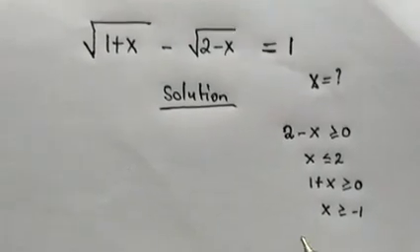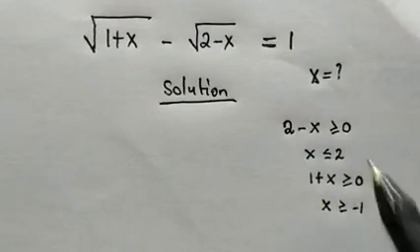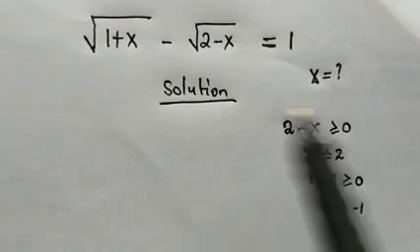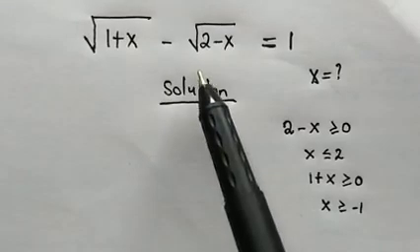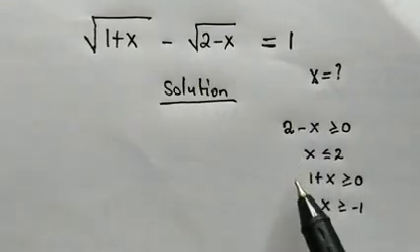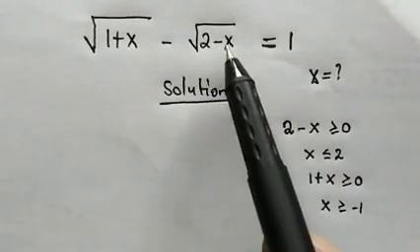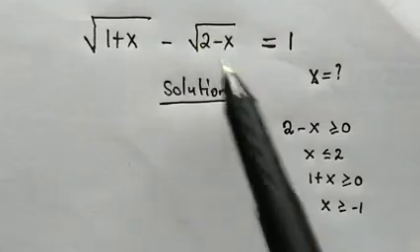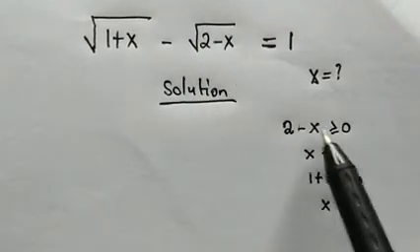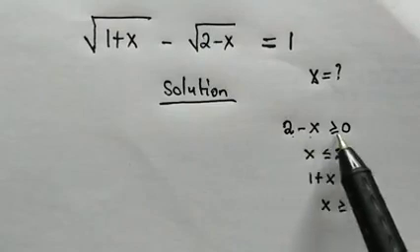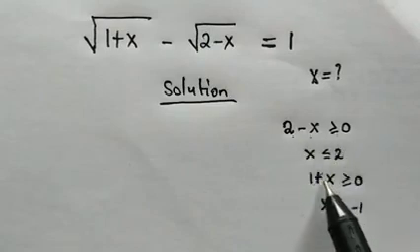Today we have this interesting radical equation and we're going to solve for the real value of x that will satisfy this equation. So here are some conditions. We know that 2 minus x, which is under this root sign, will be defined if and only if 2 minus x is greater than or equal to 0, right?